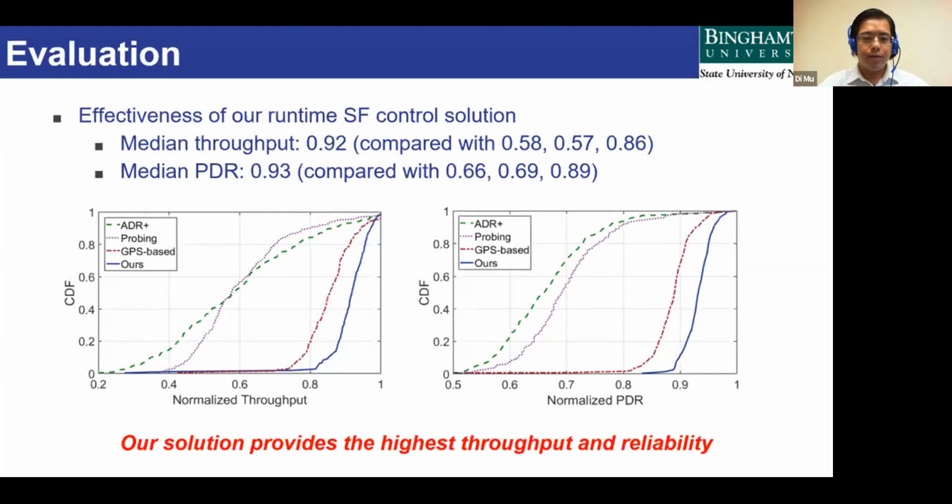The results also indicate that using the link reliability and link quality measurements is enough to select good SF configurations. So there is no need to install GPS devices.